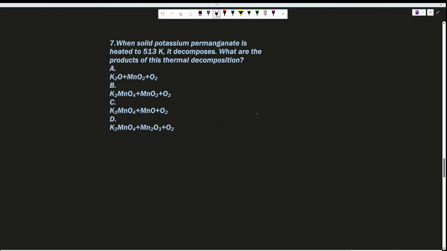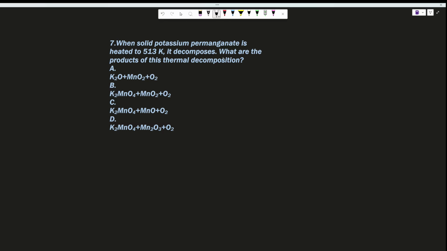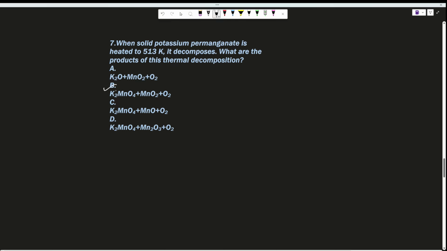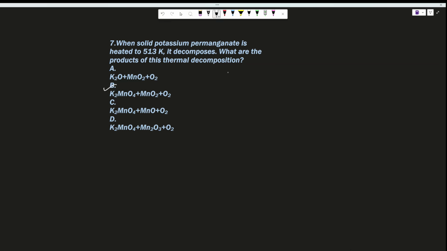When solid potassium permanganate is heated to 513 Kelvin, it decomposes. What are the products of this thermal decomposition? So potassium permanganate on decomposition gives these 3 products. One is manganate, another MnO2 and then oxygen. Okay. Next.